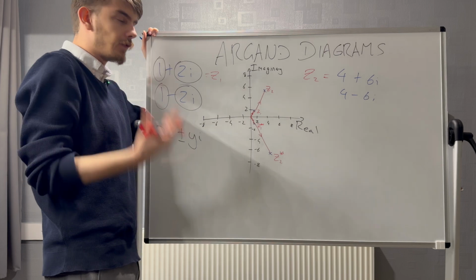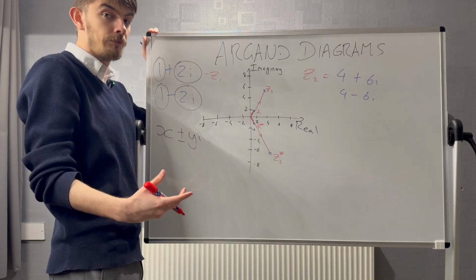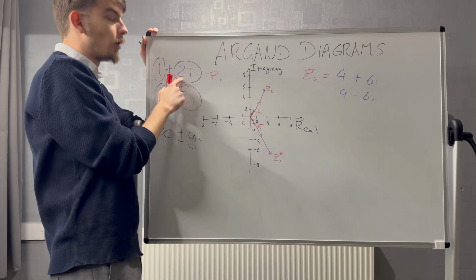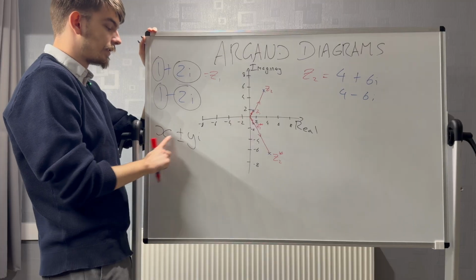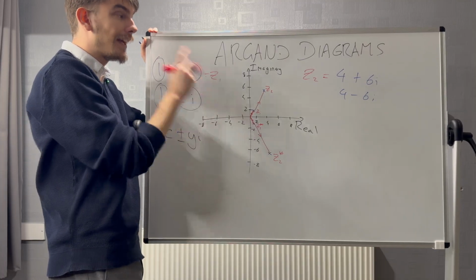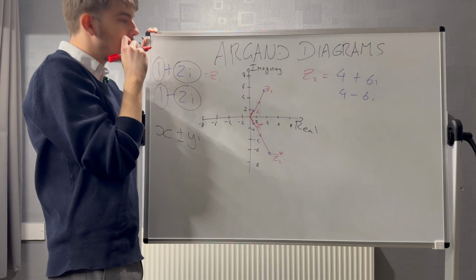So it looks a little bit different to a normal coordinate axis, but in general, the principles are the same. We just need to remember that our x goes here and our y is here. x plus or minus yi. And that is how we plot an Argand diagram. Does it stay that easy? Probably not.